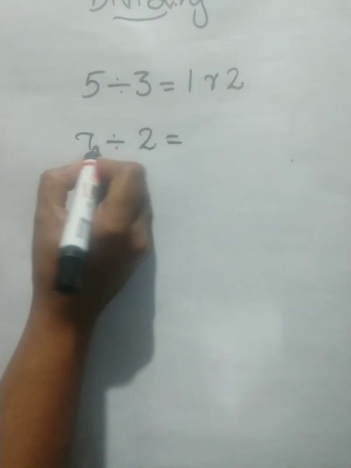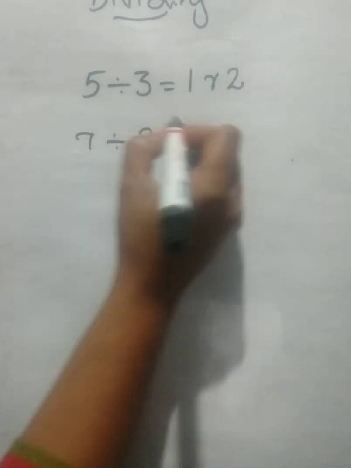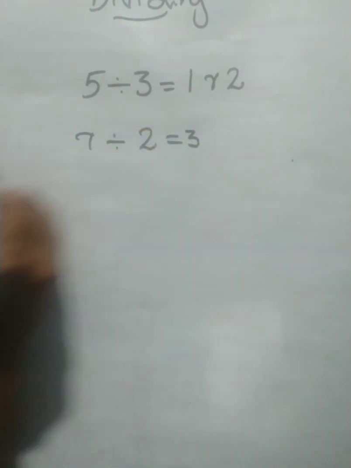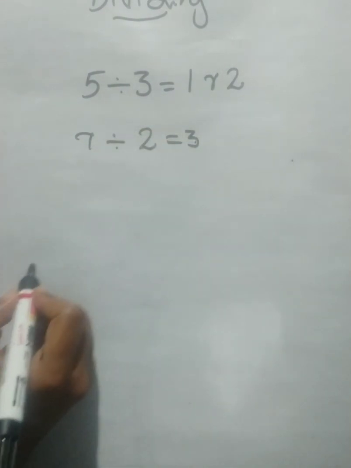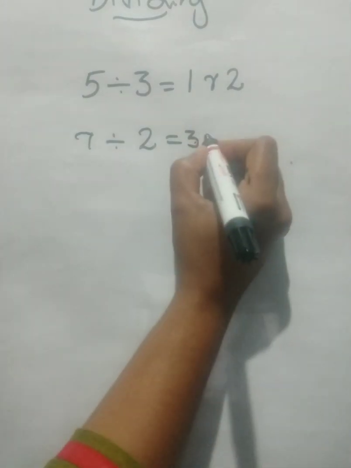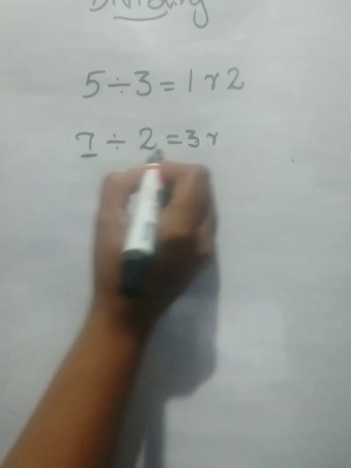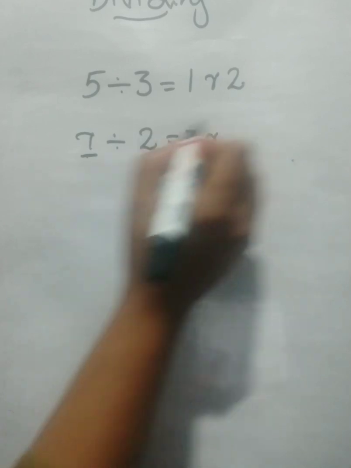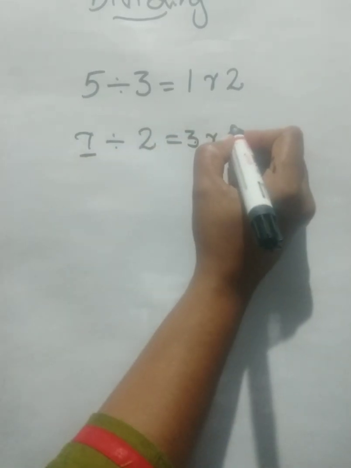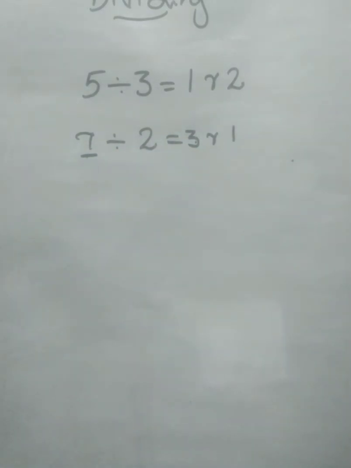Then 7 divided by 2. How many 2's are there in 7? 3 2's are there in 7. 2 3's are 6. Okay. Then here 7. But we got 6. 6 plus 1 is equal to 7. So that one will be the remainder.